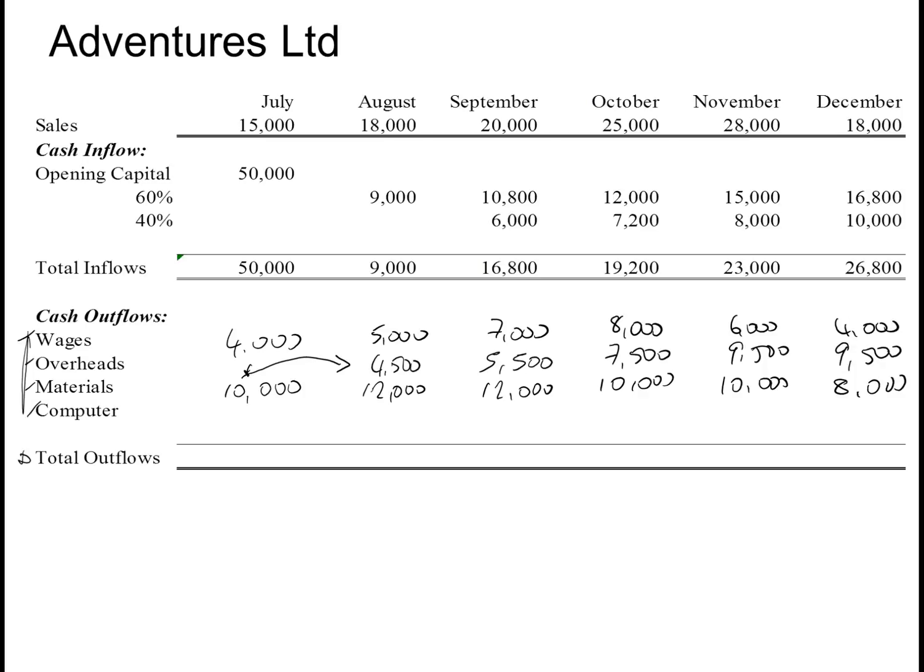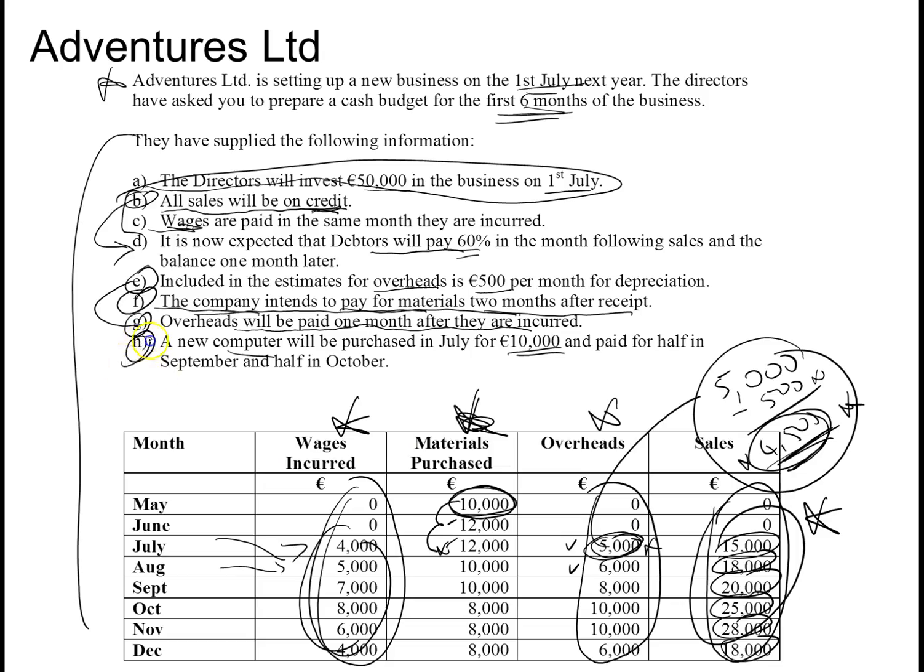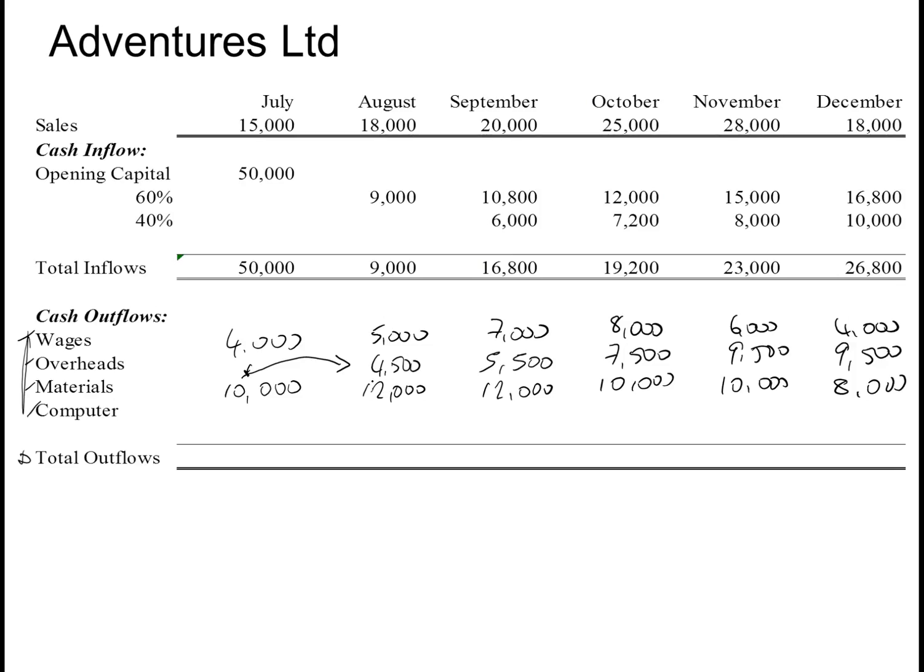Finally, I need to put in the figure for the computer. So back to the question here. Note number H there has the computer. They're going to purchase in July, but when do they pay for it? That's the key. It's paid for half in September and half in October. So that will simply be 5,000 in September and 5,000 in October. So I'll just bring this across here to September. 5,000 will be paid there, and 5,000 will be paid in October.